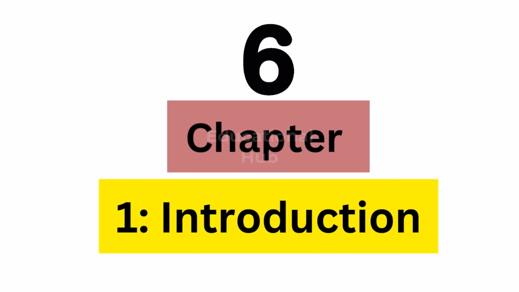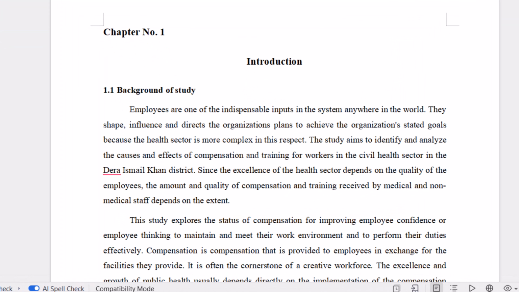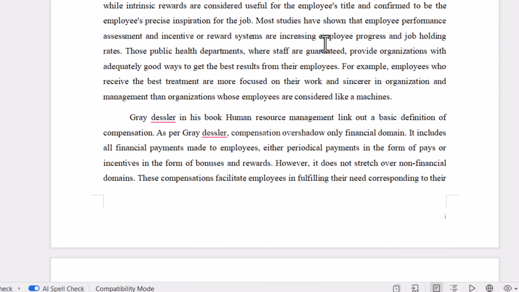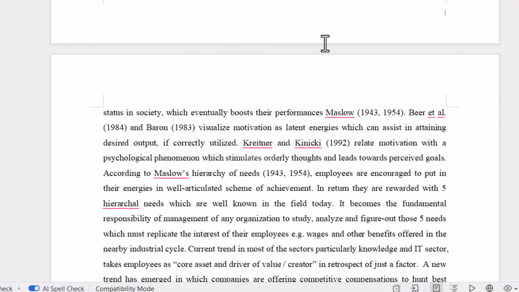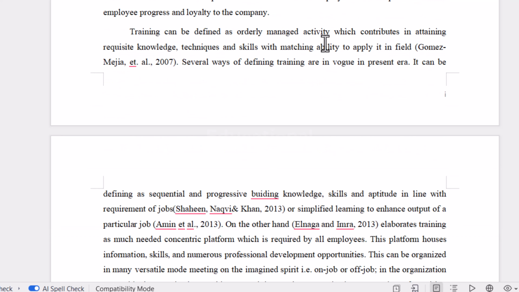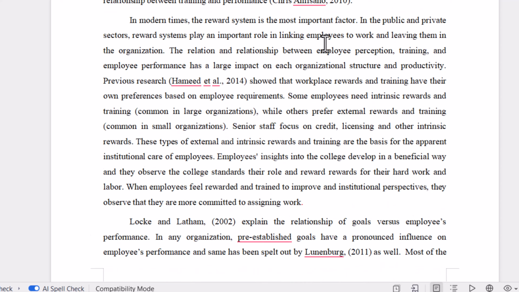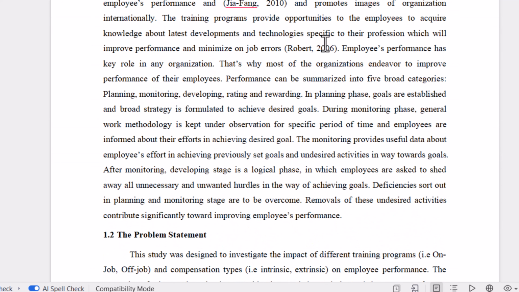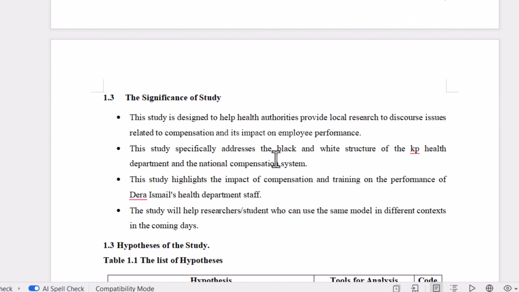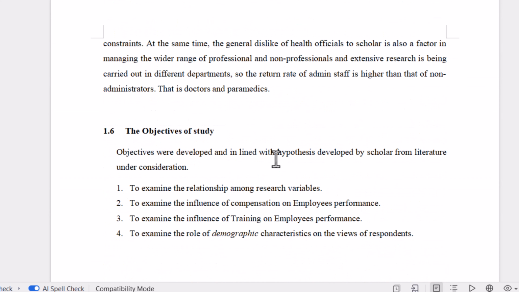6. Chapter 1. Introduction. An introduction is the first chapter of a thesis or dissertation. It introduces the reader to the problem or topic of the work. 1. Define the problem. 2. Purpose of the study. 3. Research questions. 4. Significance of the study. 5. Definition of terms. 6. Delimitations of the study. 7. Assumptions. 8. Organization of the study.